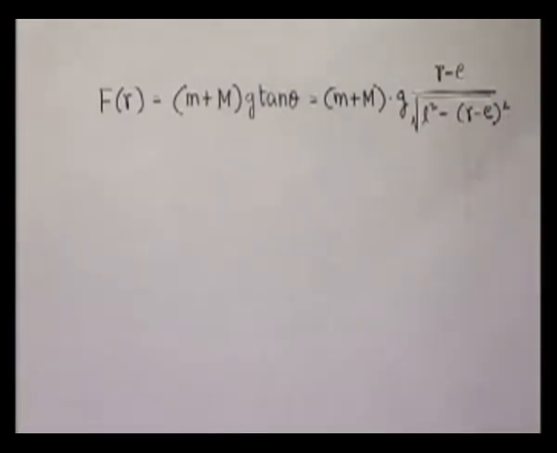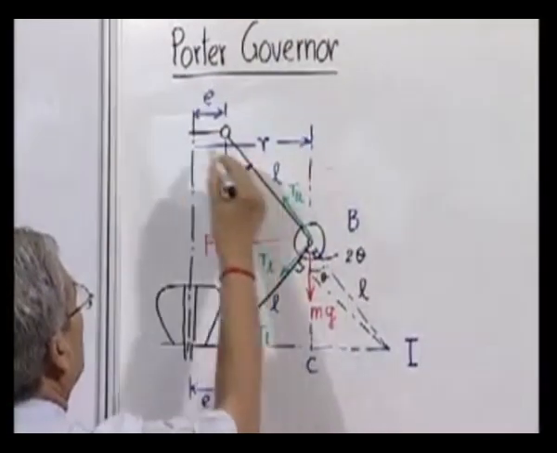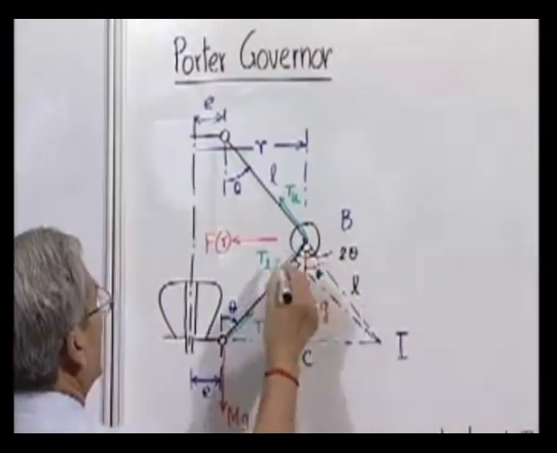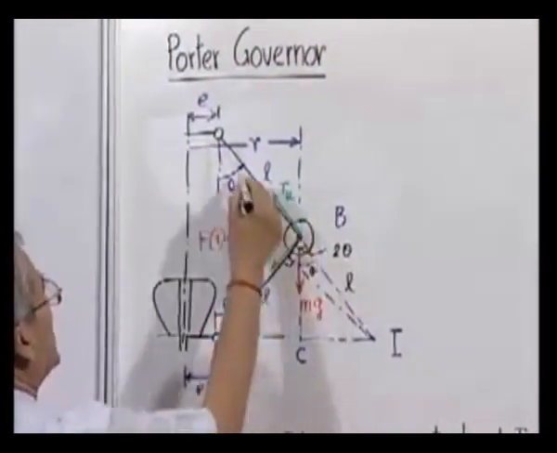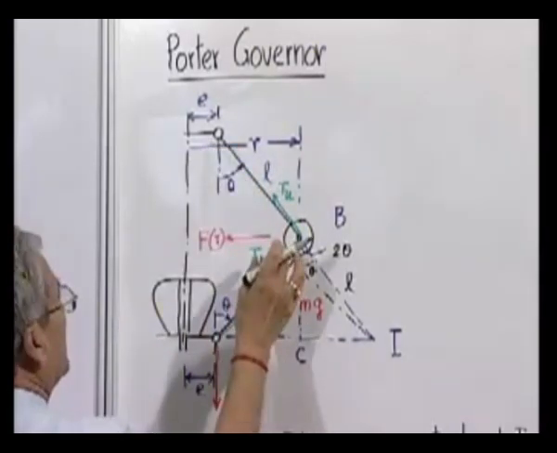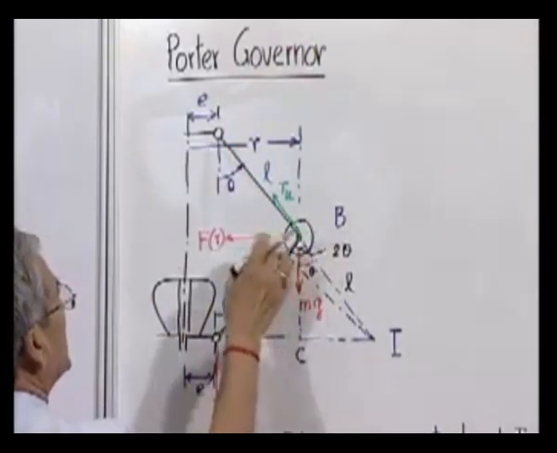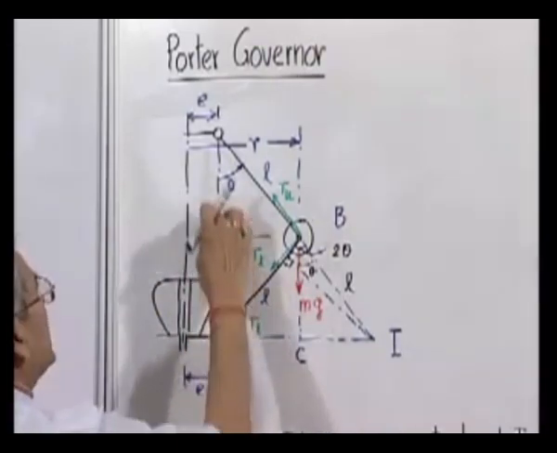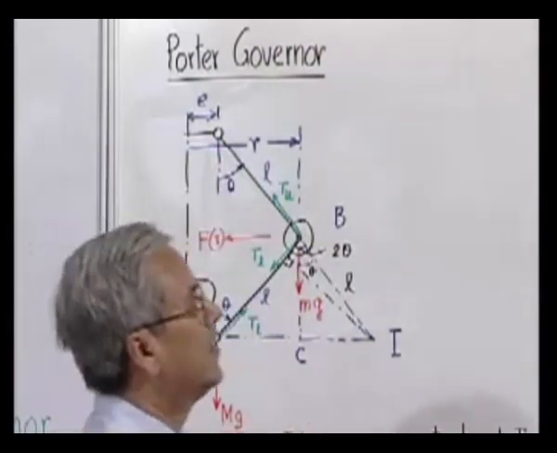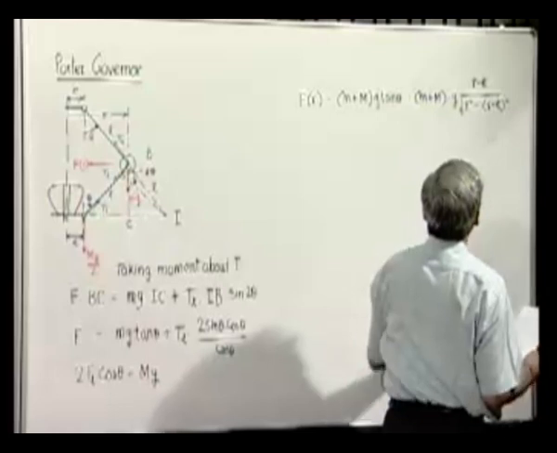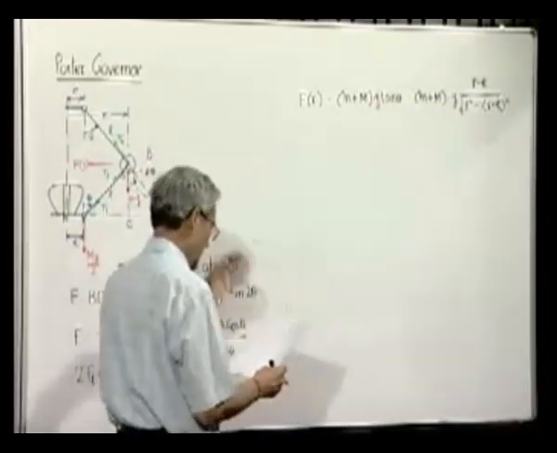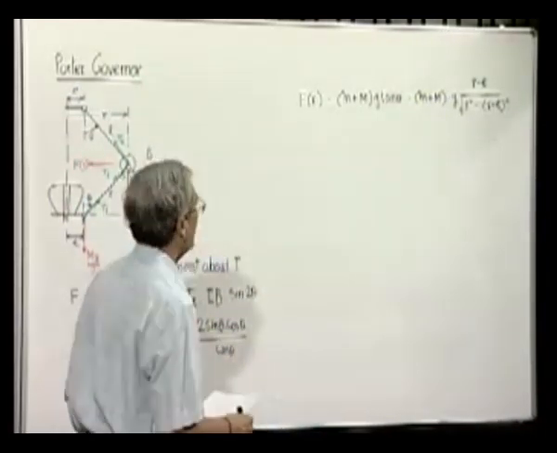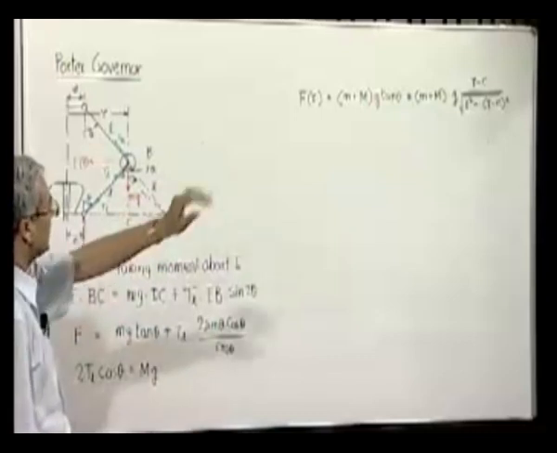tan theta, what we are writing, this length is how much? It is R minus E is this much. How much is this? That is L square minus, this is R minus E square is this. So, this by this is nothing but tan theta. So, that is what we have written, and therefore, now F is expressed purely as a function of R. There is no other variable there.